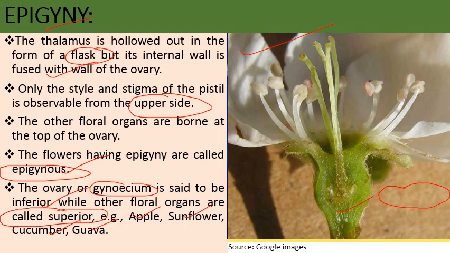So this is the LS of apple flower, which shows epigynous condition, and in this flower thalamus forms a cup like structure, और जो ovary है वो embedded होती है इस flask और cup like structure में, और जो floral organs हैं वो इसके tip से, ovary के tip से arise होते हैं, anthers as well as sepals and petals, and this type of flower is said to be epigynous flower, and the condition of ovary is inferior and other floral parts superior.